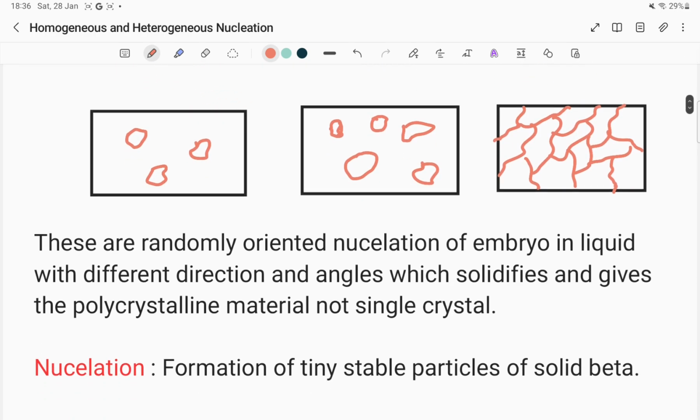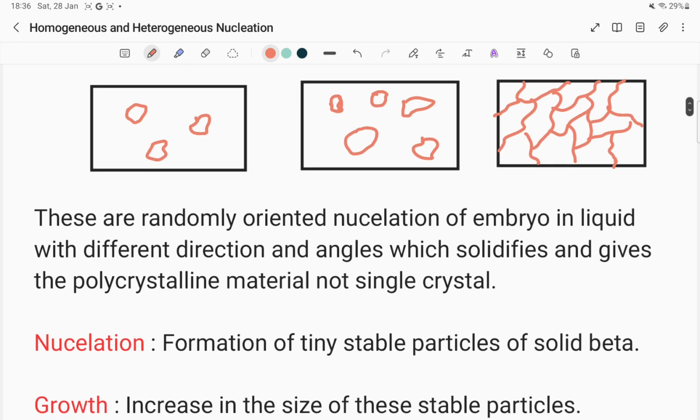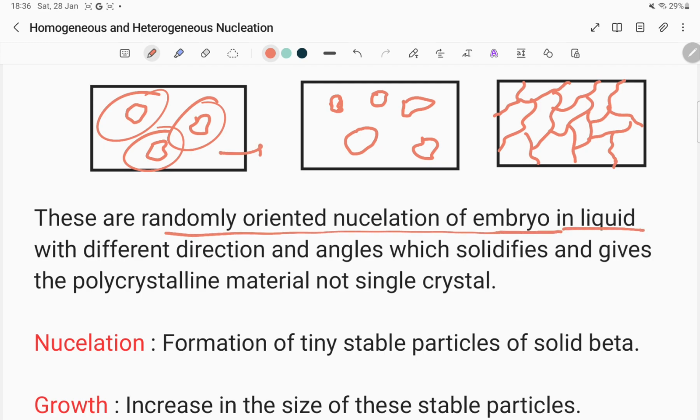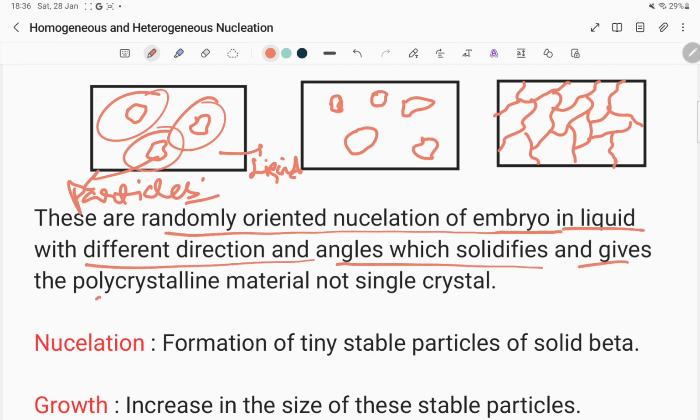So what is the nature and mechanism of solidification? All these kinds of particles are randomly oriented nucleation of embryos in the liquid. So this matrix is considered as a liquid, and these are the particles. These are the randomly oriented nucleation of embryos in the liquid with different directions and angles, which solidify and give the polycrystalline material, not a single crystal.